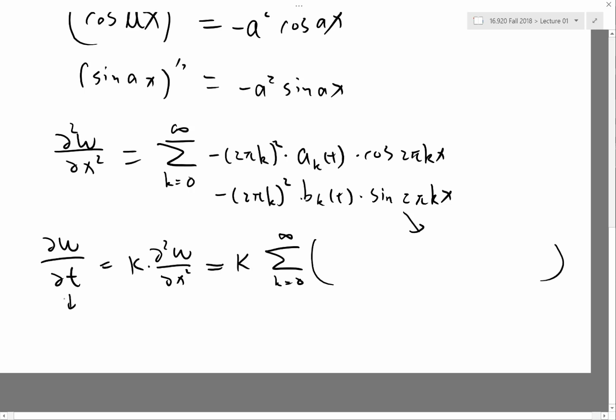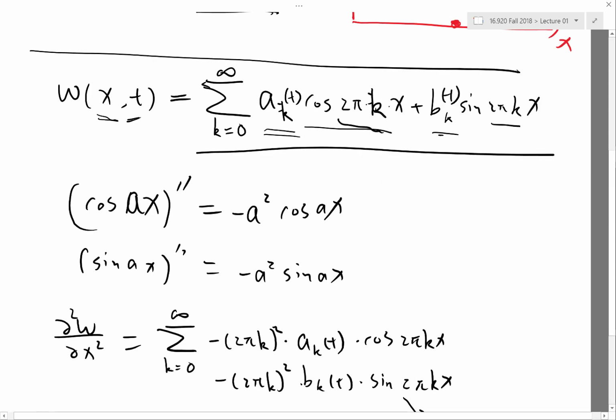And furthermore, the time derivative of w, while w is being expanded in the Fourier series, can also be analyzed. So if you take the time derivative of the infinite series, what is it? What is the time derivative of cosine 2 pi kx? It's 0, right? So all the components of the Fourier series, the cosine and sine functions, don't change. The only thing that changes is the coefficient.